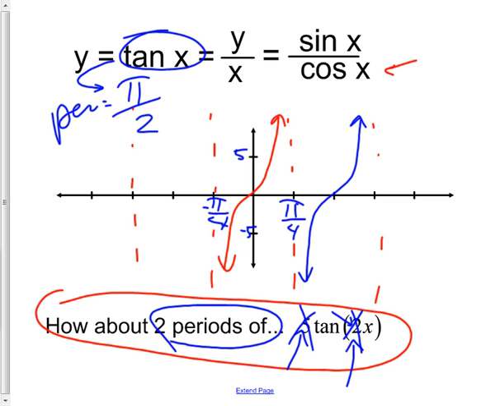If that's 1/4 of a pi, that's going to be 2/4 of a pi, or pi over, I'm going to call it 2/4. And then it's 1/4, 2/4, and this is 3/4. Now I have graphed 2 periods of 5 tangent of 2x.